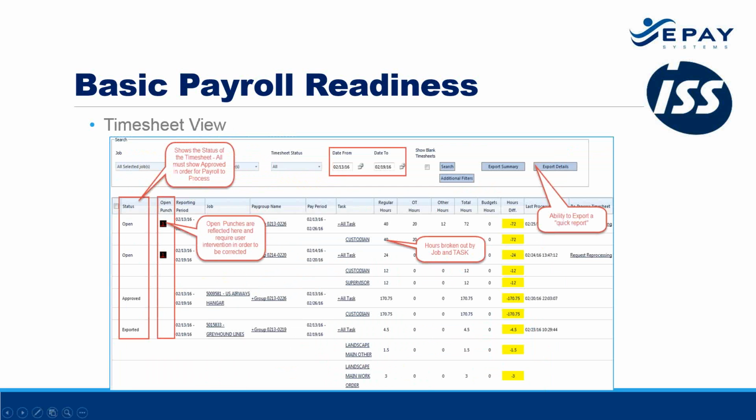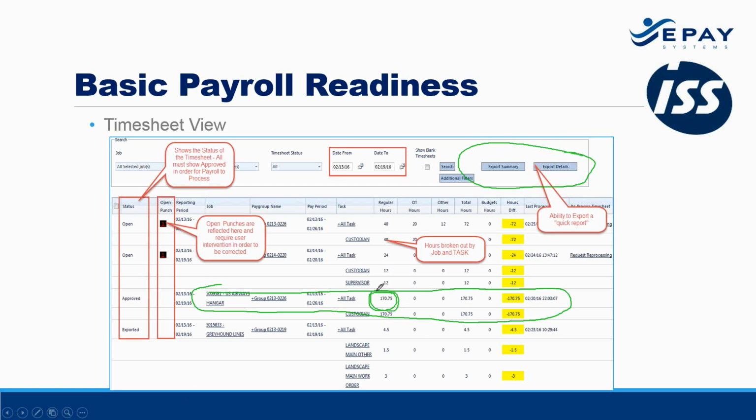Right up here at the top right-hand corner, when you're in the timesheet view, you have the ability of exporting a quick report. The export summary is going to show you everything summarized, just like you see down here. It's going to show you the jobs, the hours, the tasks, everything in a summary view. If you want to see what made up those 170 hours, and this is my example here on my screen, then you can do the export details button, and that's going to actually export those timesheets with all the detail.